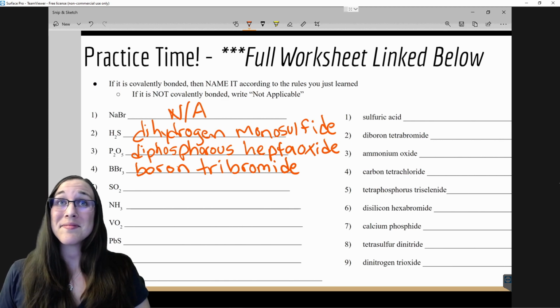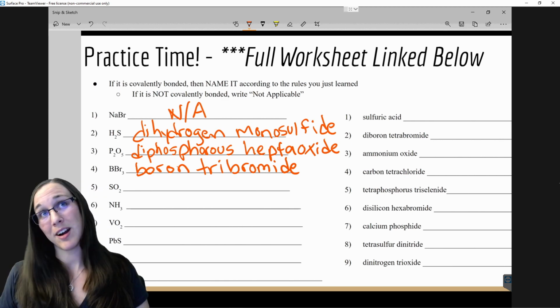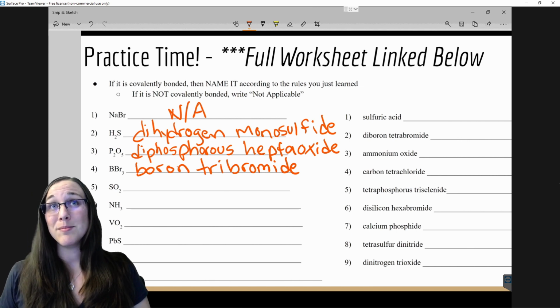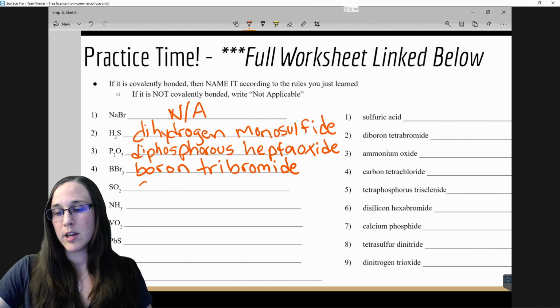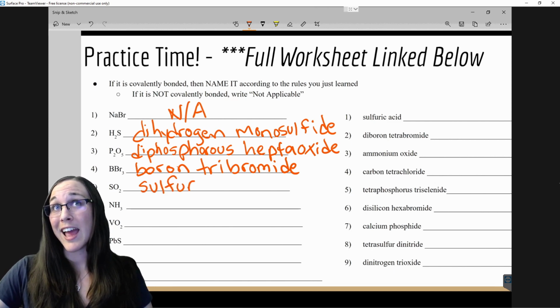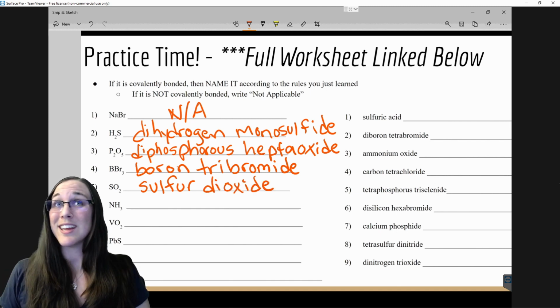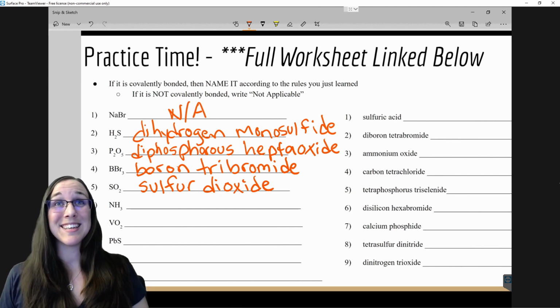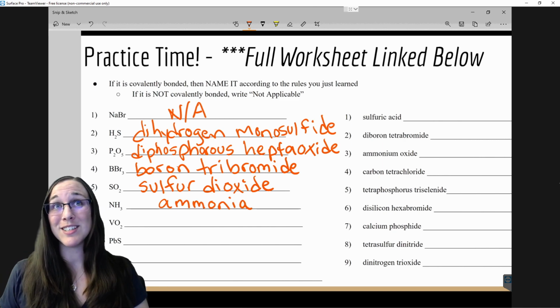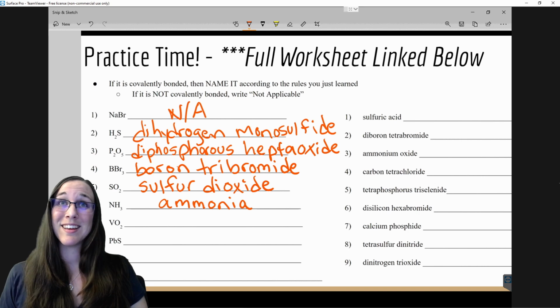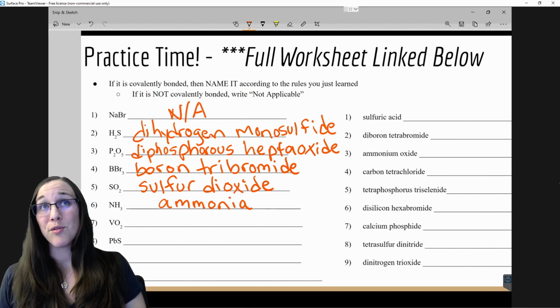SO2. There's 1 sulfur and 2 oxygens. These are both nonmetal atoms, so we can name it according to these steps. Sulfur, no mono, just sulfur, and 2 oxygen atoms. Dioxide. NH3. Don't fall for my trick. That's going to use a common name, ammonia. Like the stuff that makes your head feel funny after spraying Windex, or the smell of your pee, ammonia.